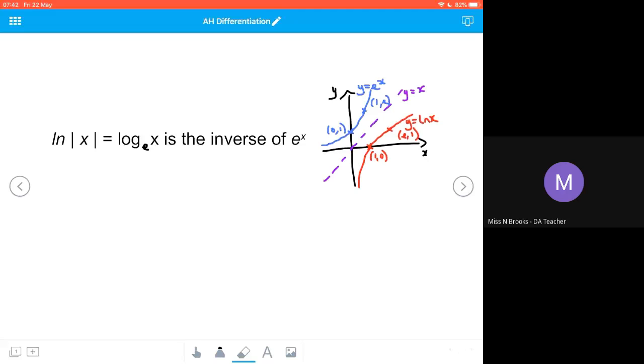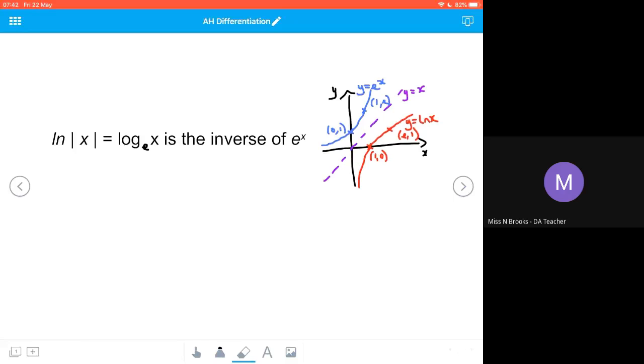And on the diagram in blue is plotted y equals the natural exponential function of x with the key points (0, 1) and (1, e) marked on. If we reflect y equals e to the x in y equals x to get the inverse function, we get y equals the natural logarithmic function of x with the key points (1, 0) and (e, 1).